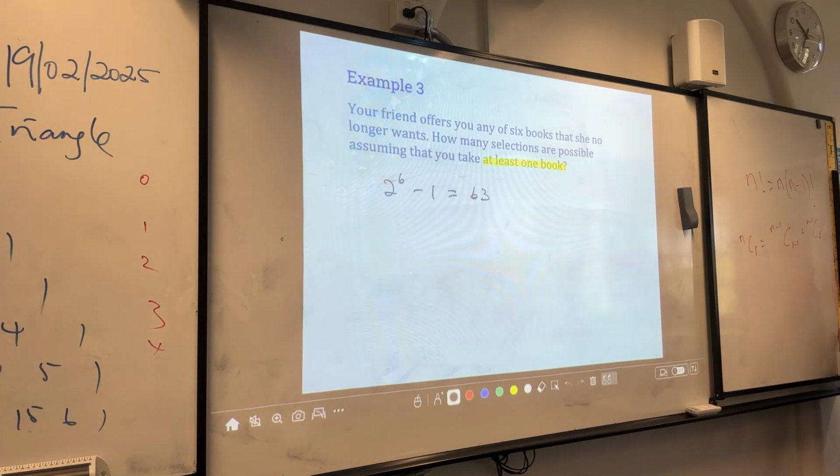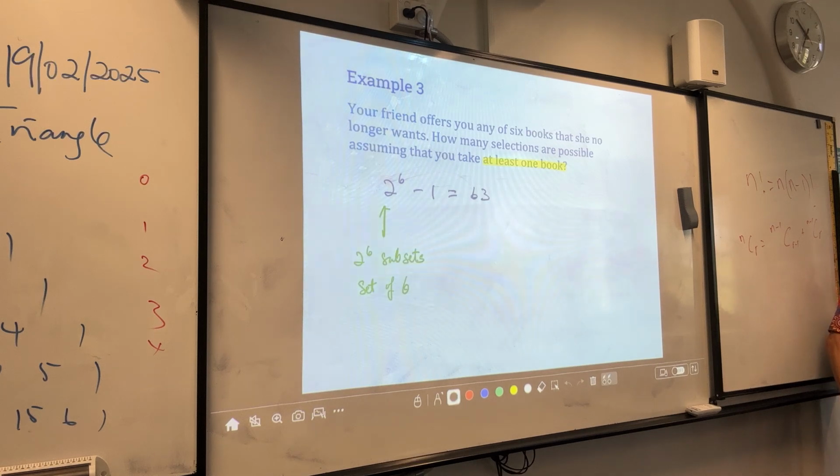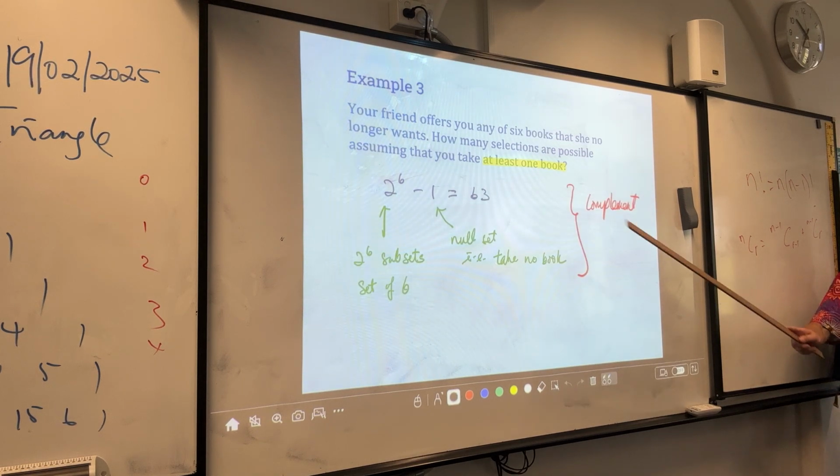I might take 0, 1, 2, 3, or 4. But I know I'm taking at least one book. So here, I'm going to take away 1, the case of taking no book, and therefore, what is left? Again, I put that down as complement. Think about using complement. It is important in a lot of problem solving. Look at the problems, think about it from the other way. Can I use one, take away the other?